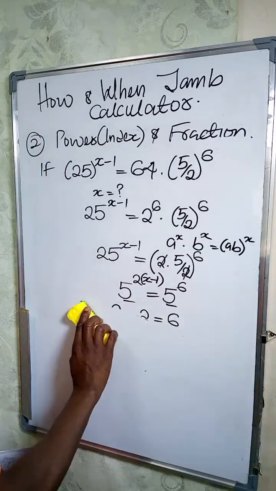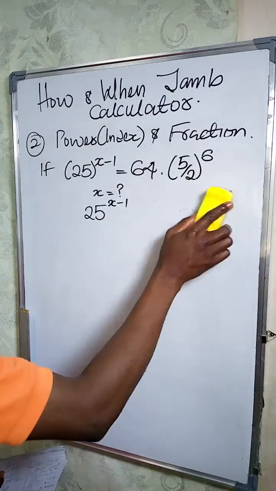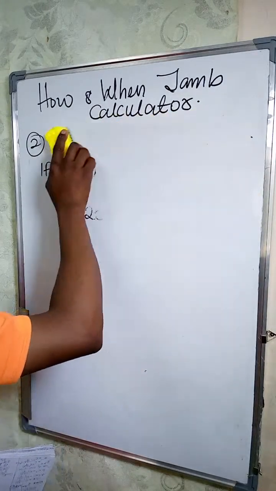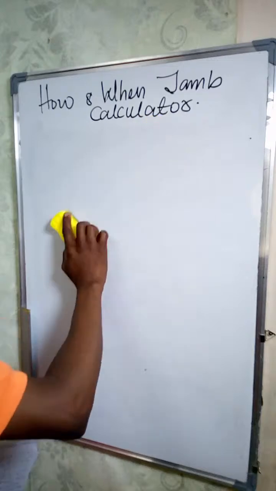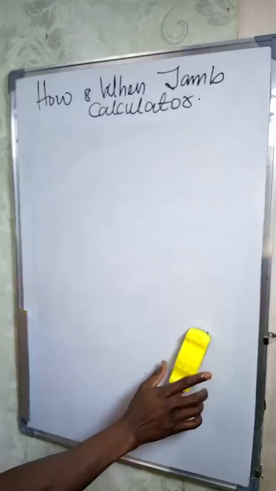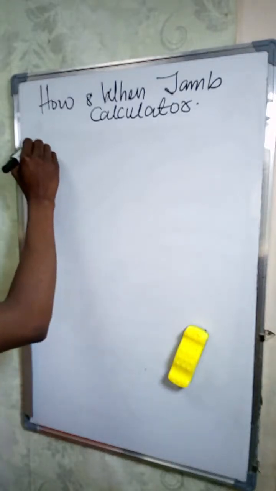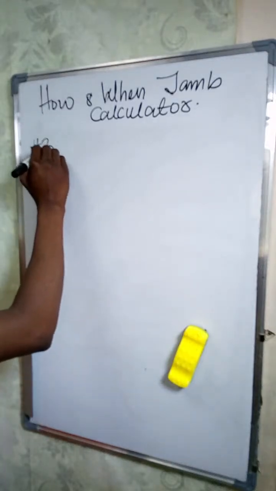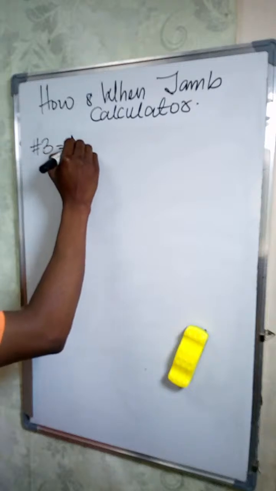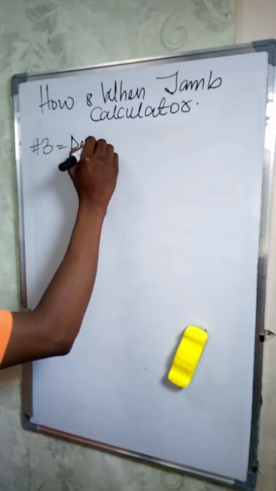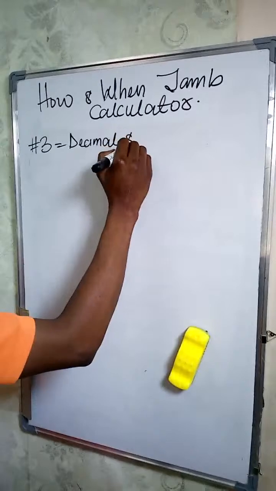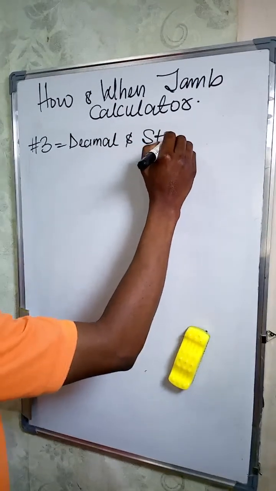The next tip I will give you is another important tip. Whether you are sitting for chemistry or physics, you will need these important tips. The important tip is on decimals and standard form. That one is tip 3. Tip 3 is decimals and standard form.